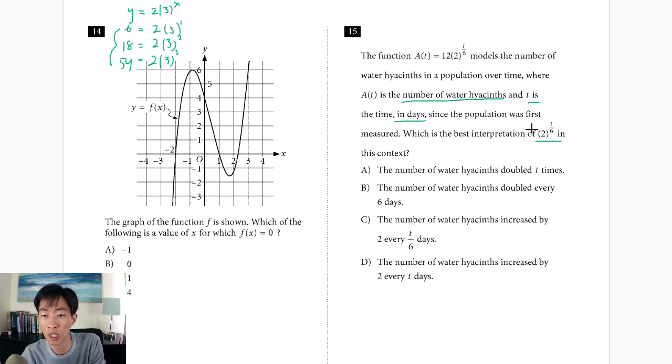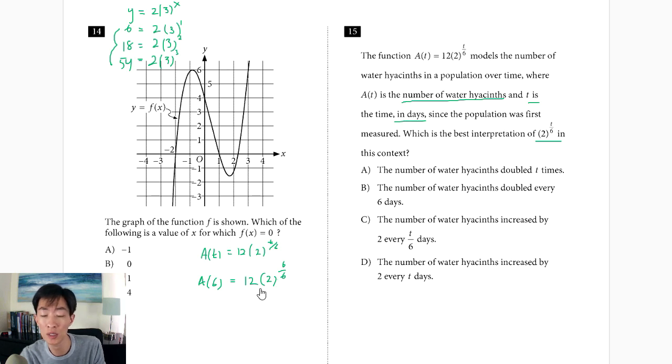Now in this particular problem, what makes it more complicated is that instead of just an x or a t in the exponent, you've got a t over 6. So to understand what this means, what you want to do is plug in a value for t that makes the exponent a whole number. So we can rewrite it over here. A of t equals 12 times 2 to the t over 6. What's going to make this exponent 1? If we plug in 6 for t. So A of 6 equals 12 times 2 to the 6 over 6, which is 1.